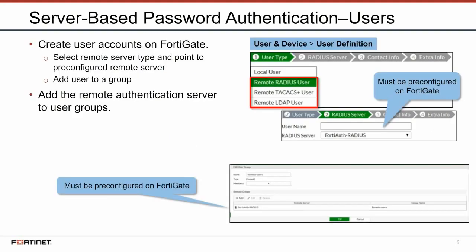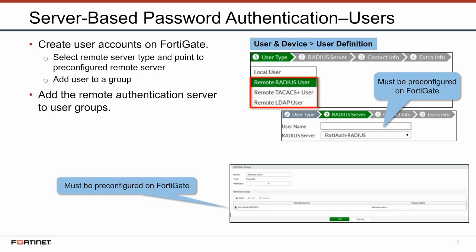You can configure FortiGate to use external authentication servers in the following two ways. Create user accounts on FortiGate. With this method, you must select the remote authentication server type, Radius, TACACS Plus, LDAP, point FortiGate to your pre-configured remote authentication server, and add the user to an appropriate group. This is usually done when you want to add two-factor authentication to your remote users. Remember, POP3 is only configurable through the CLI. Add the remote authentication server to user groups. With this method, you must create a user group and add the pre-configured remote server to the group.